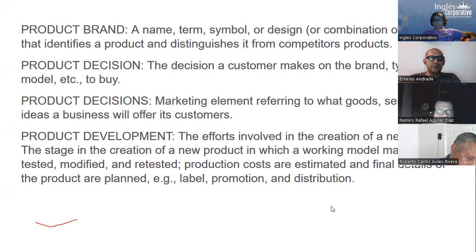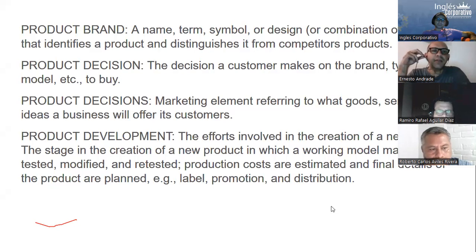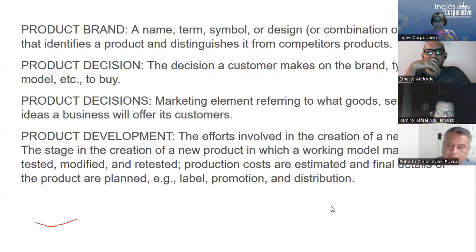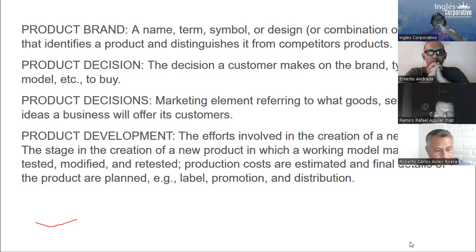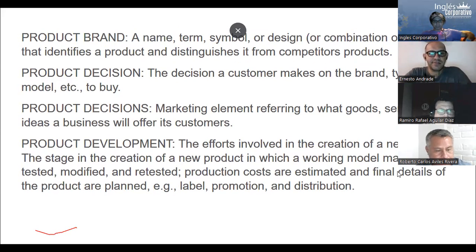Okay, who wants to read product decisions? Anybody? Me, teacher. Okay, go ahead. Product decision: the decision a customer makes on the brand, type, model, etc. to buy. Very simple, right? When we go to the supermarket, for example, we have a lot of mayonnaise brands. Some of them are more expensive, but it's the same product. And then you decide. You believe this is better or this is cheaper, depending on the envelope, the recipient, the size, many things, you decide which one to buy, right? So that is product decision. You decide based on many things what product you are going to buy.